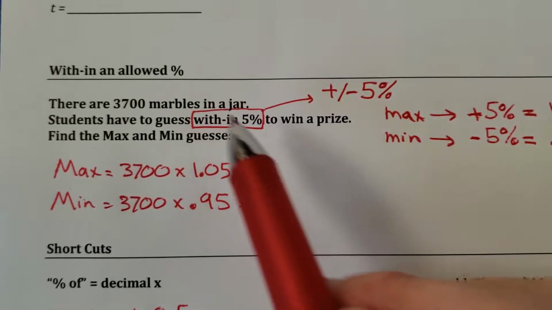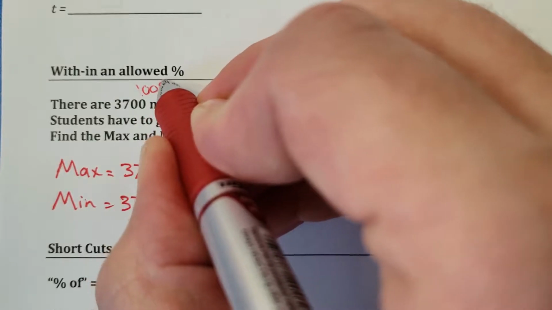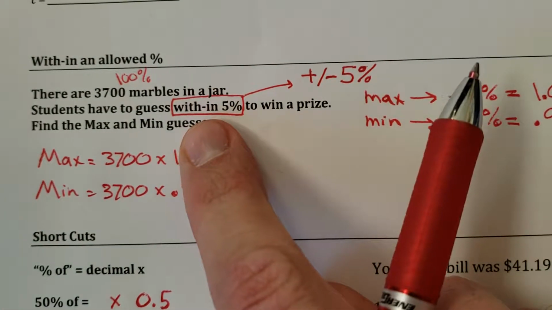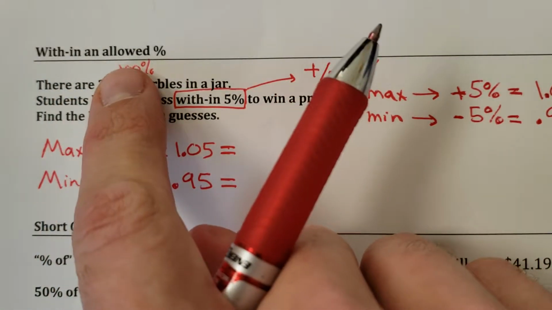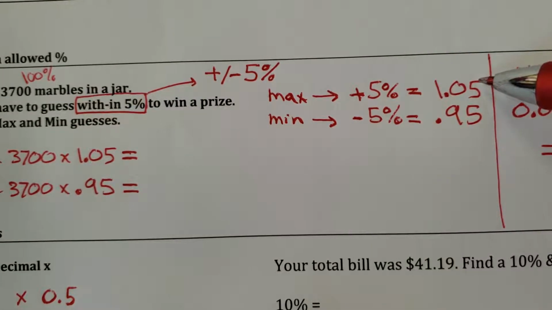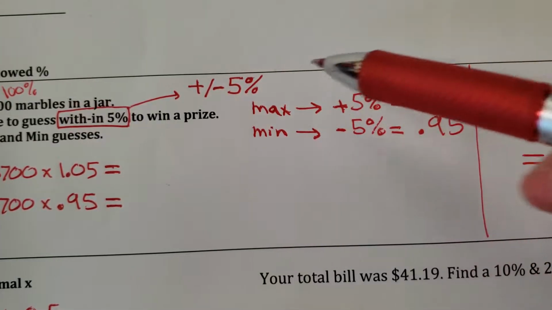So you got to think about this being exactly 100%. If you guessed this, you were 100% on the money. Well, we're giving you a within 5% allowed error, or a within allowed percentage. So over 5 and under 5 is 105 and 95. That's pretty easy to think about when you think about it plus and minus 5%.